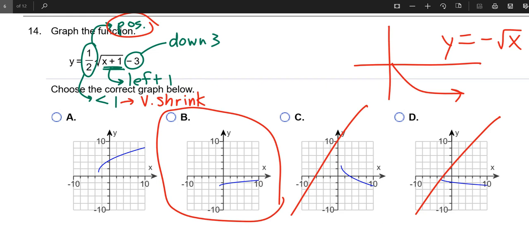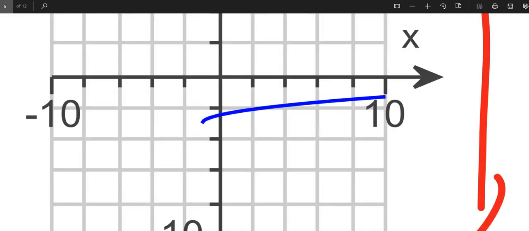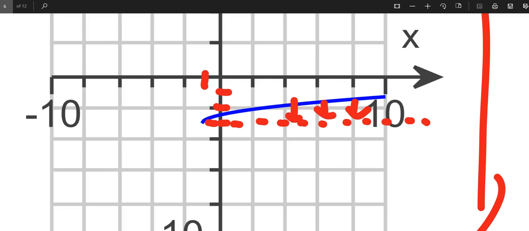I heard it over here on my left. B. If you take a look at the picture, you can see that it went left 1, down 3, and if you take a look at it, doesn't it look like it got moved closer to the x-axis, so it had that shrink involved?